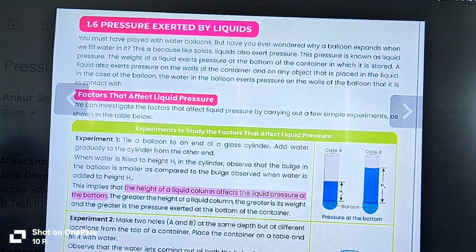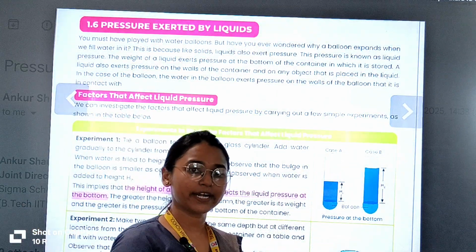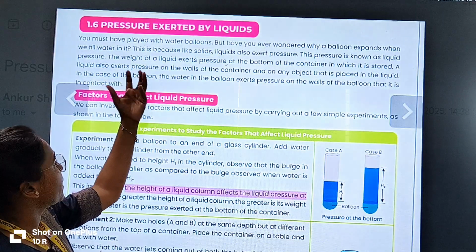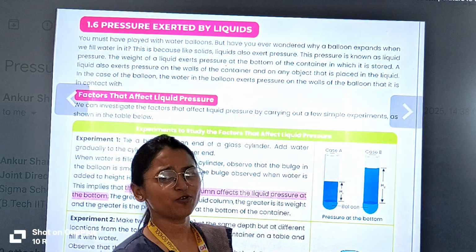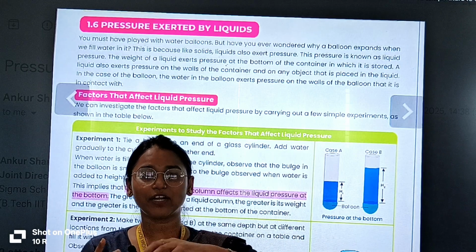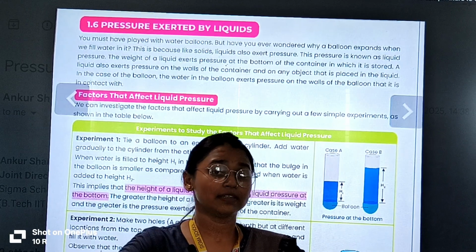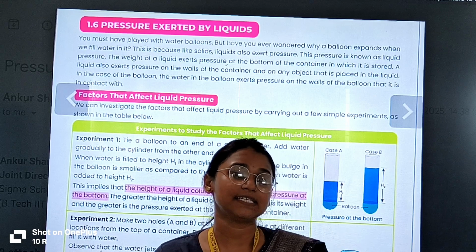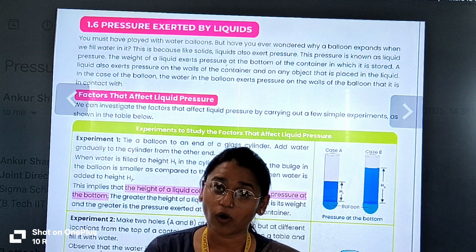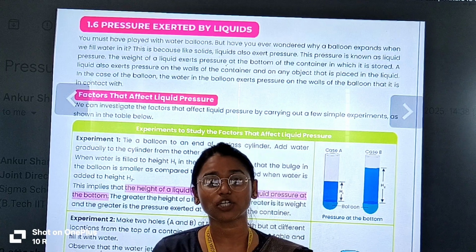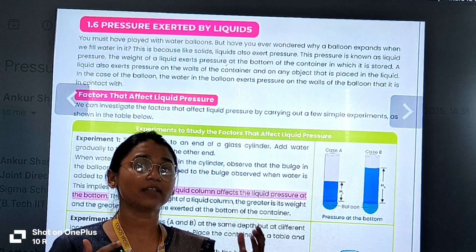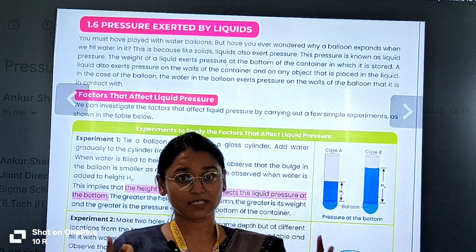So we are discussing the pressure. We have already talked about the pressure exerted by solids and now we will discuss the pressure exerted by liquids. So students, you must have filled water in a balloon. Whenever we fill liquid or water in a balloon, we observe that the size of the balloon expands, or we can say it increases. Have you ever thought about why this happens? It happens because the liquid also applies pressure on things, or we can say pressure on the containers. That is why the balloon expands in size.